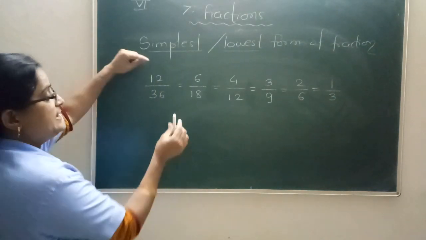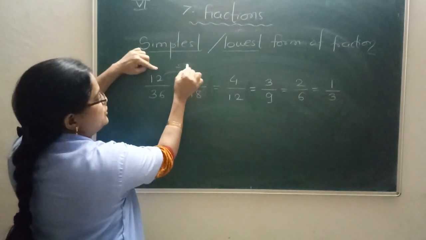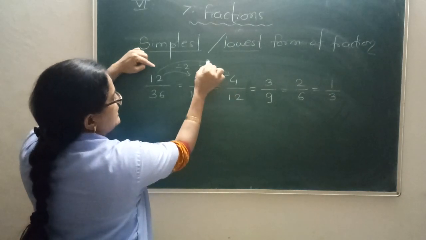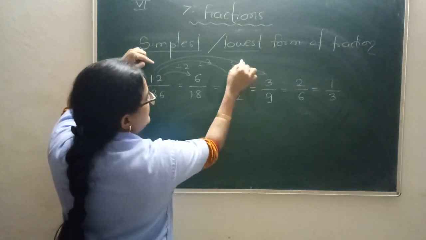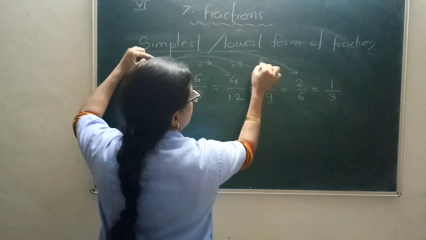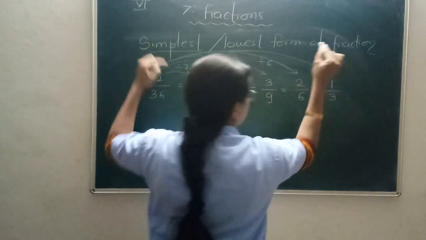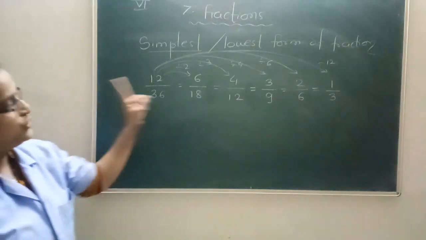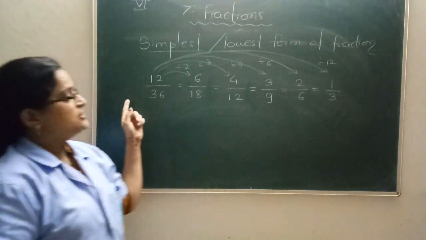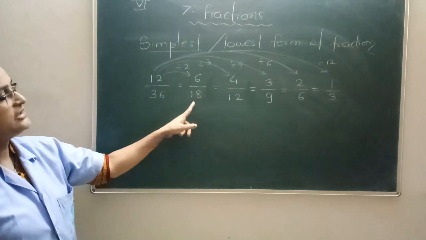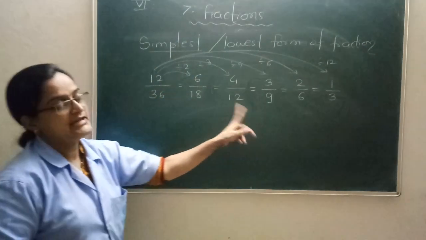See once more what I did. Here I have divided by 2. Here I have divided by 3. Here I have divided by 4. Here I have divided by 6. And here I have divided by 12. Now, have I divided only the numerator? No. I also have divided the denominator by the same number at the same time.